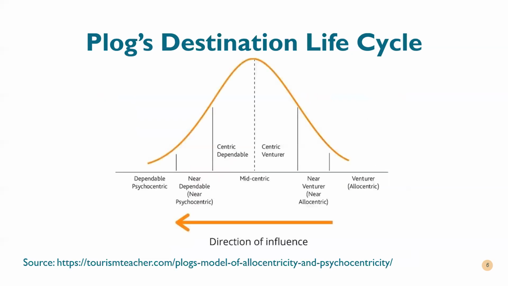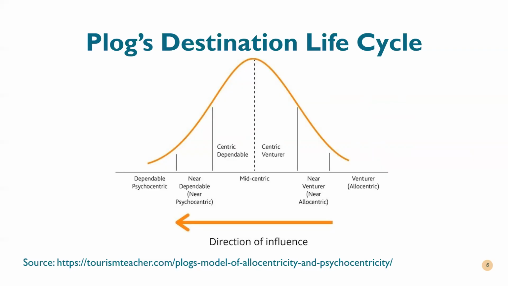Now let us look at Plog's destination life cycle. Stanley Plog has proposed a model of tourist destination life cycle according to the traveler's personality. The model is based on five personality types in terms of level of comfort, tourist desire, and how intrepid their preferences are. In this model, he proposed these types of travelers' personalities.